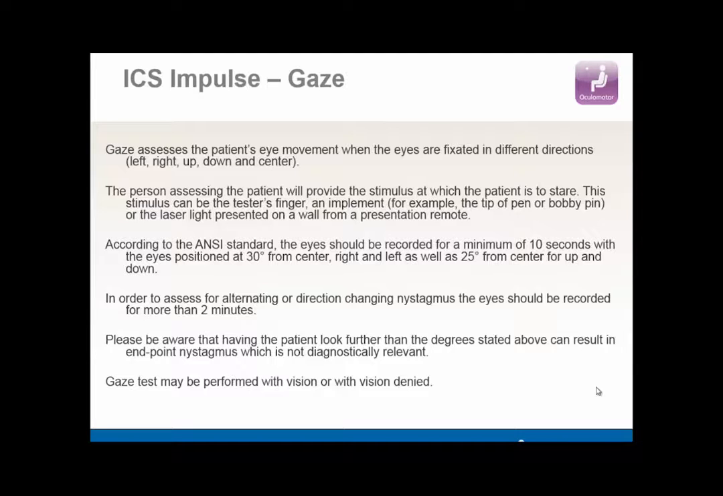According to the ANSI standard, the eyes should be recorded for a minimum of 10 seconds with the eyes positioned at 30 degrees from center, right and left, as well as 25 degrees from center for up and down. In order to assess for alternating or direction-changing nystagmus, the eyes should be recorded for more than 2 minutes. Please be aware that having the patient look further than the degrees stated above can result in endpoint nystagmus, which is not diagnostically relevant. Gaze tests may be performed with vision or with vision denied.